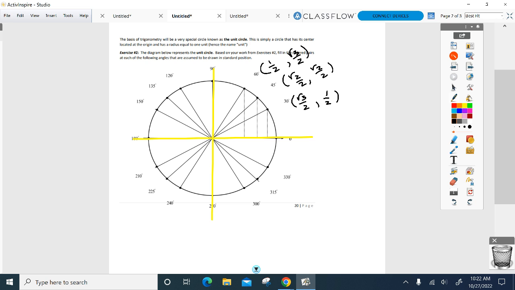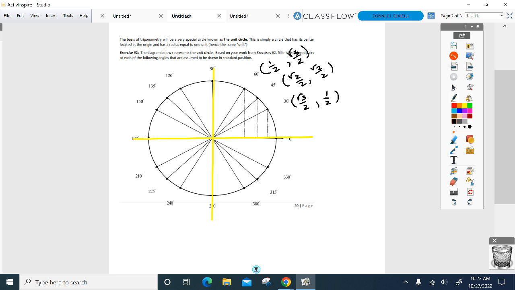That's all I'm going to do though. We should be able to find the rest without drawing triangles and going through that whole painful process I just put you through. Ready? Let's go to 120. What's the reference angle for 120? 60. Everyone agree? 180 minus 120.